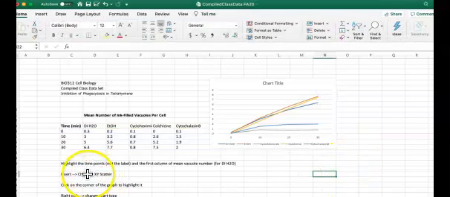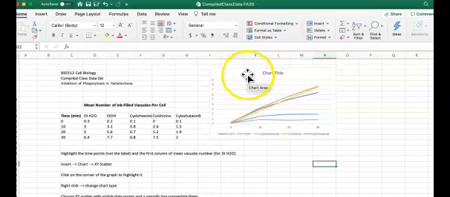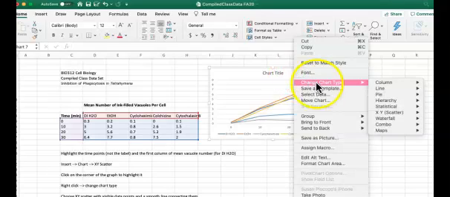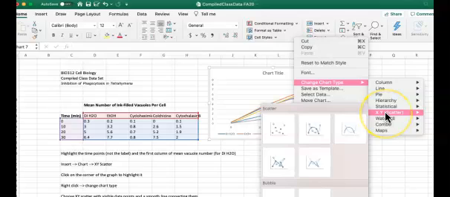Now you'll see in the instructions down here, it says insert the chart called XY scatter. And of course, this was referred to as a line graph, not an XY scatter. So I'm going to right click on this, and I'm going to scroll to where it says change chart type. And from there, I'm going to click on XY scatter.